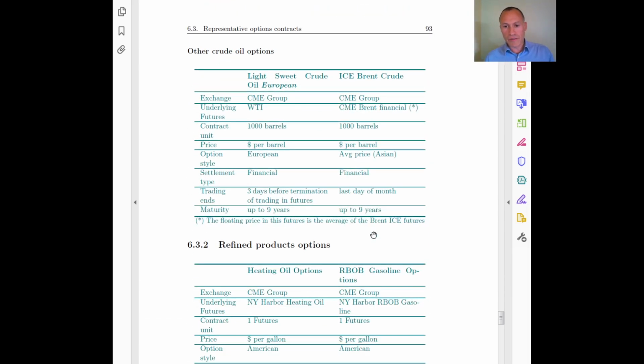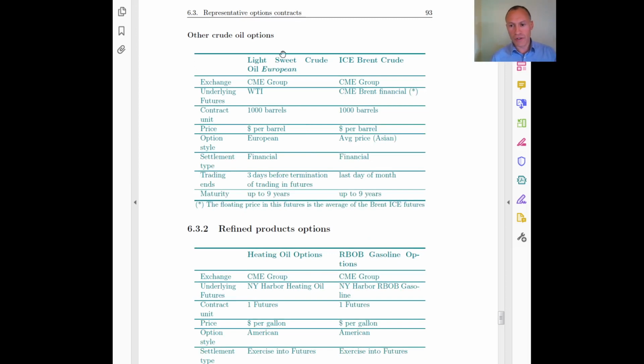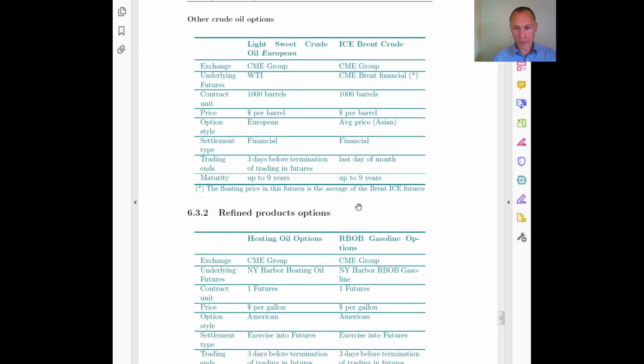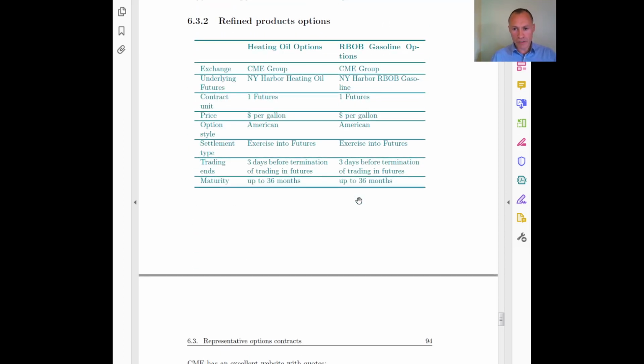Some other options for crude oil are these ones here. This is just to give you an example of other contracts that exist out there in the market. This is not in any way exhaustive. It's just again to illustrate that this is the main option, but it's not the only option on crude oil. All right, we have options on other things.